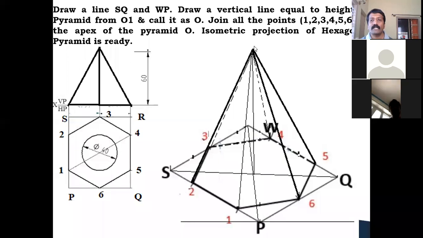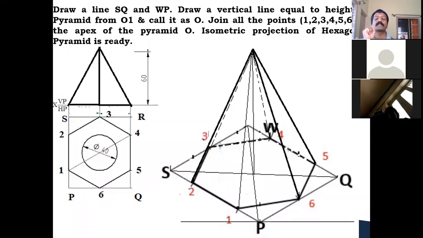And now after finding out this apex or vertex, you need to join all the corners: O1, O2, O3, O4, O5 and O6. Like this, all the corners of the base of your pyramid should be joined to your vertex after finding out the vertex.